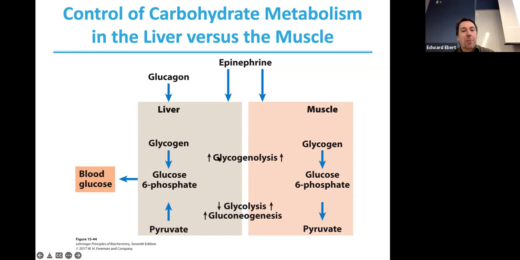Glycogenolysis with our epinephrine is going to be increased in the muscle as well, so that we can use our muscle glycogen. Now, muscle glycogen is weird. You have glycogen in your muscles. You can use that for energy. You almost never use that for energy unless you are nearly exhausted or greatly starving.